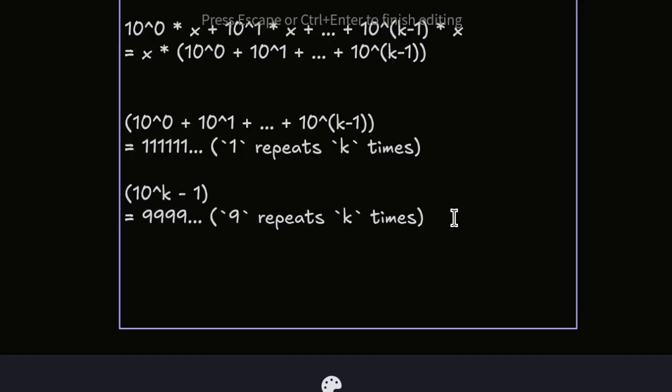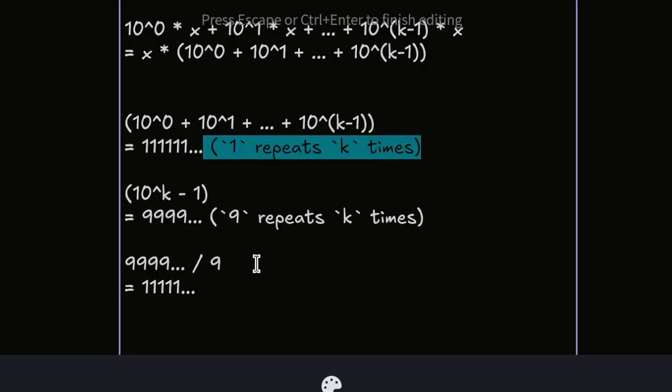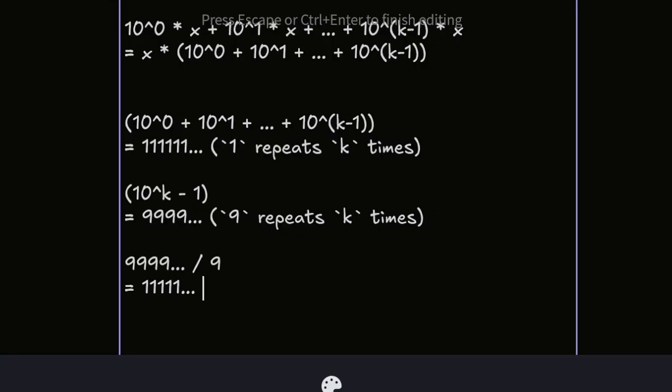So once we have that, 999 divided by 9 will be 11111, right? It's basically what we want. So that's what we're going to do. There's some math trick to do the division in modular arithmetic. As a result, we don't actually have to go through k times. That's basically the whole idea for the solution.